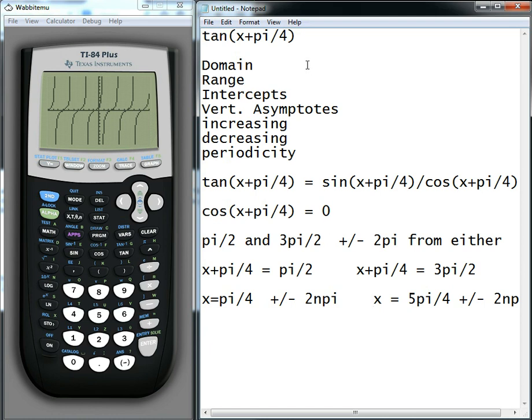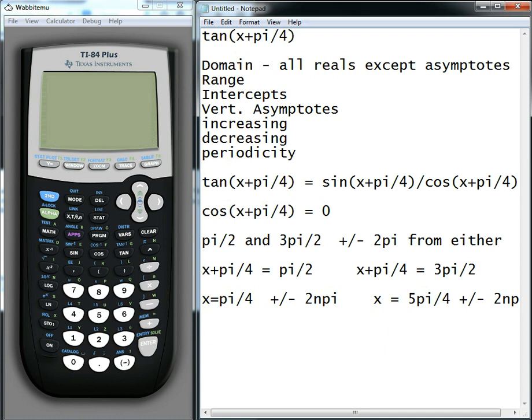For the domain, it's all real numbers except the asymptotes. So it goes left and right forever, but you don't want to include the asymptotes in there, which are all in the form of pi over 4, 5 pi over 4, 9 pi over 4, 13 pi over 4, and it goes to the negative side too. Negative 3 pi over 4, negative 7 pi over 4, and so on.